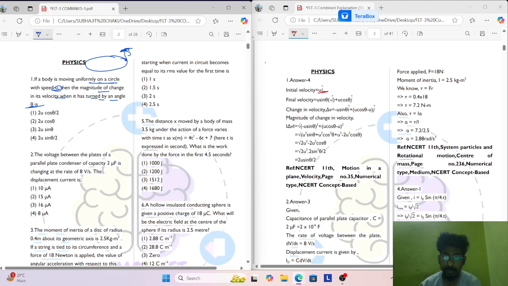So the initial velocity is u j. What will be the final velocity? It will be u cos theta and sin theta, and the question asks the magnitude of change in velocity when it is turned by an angle theta. When the object is deviated from its path by an angle theta, it deviates in both directions, x and y. If it is going in this direction, it is positive, and when it is going in this direction, the unit vector will be negative.